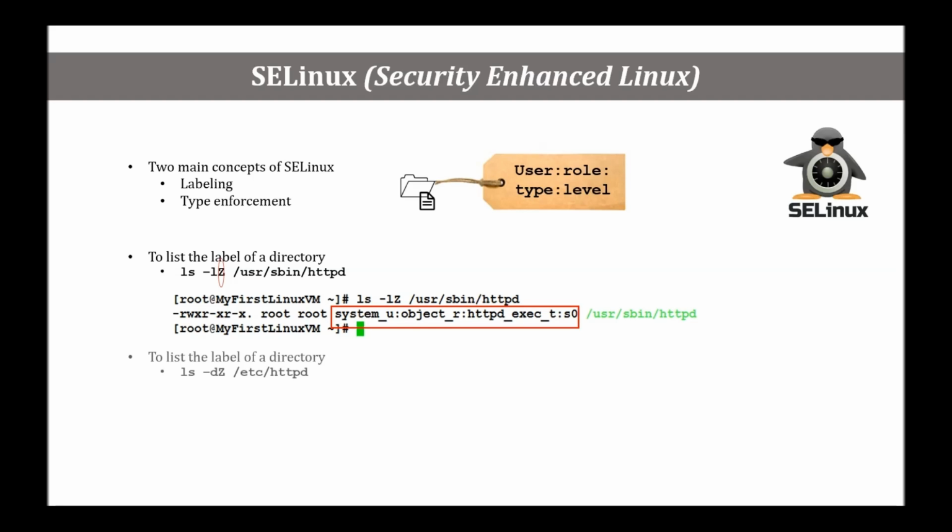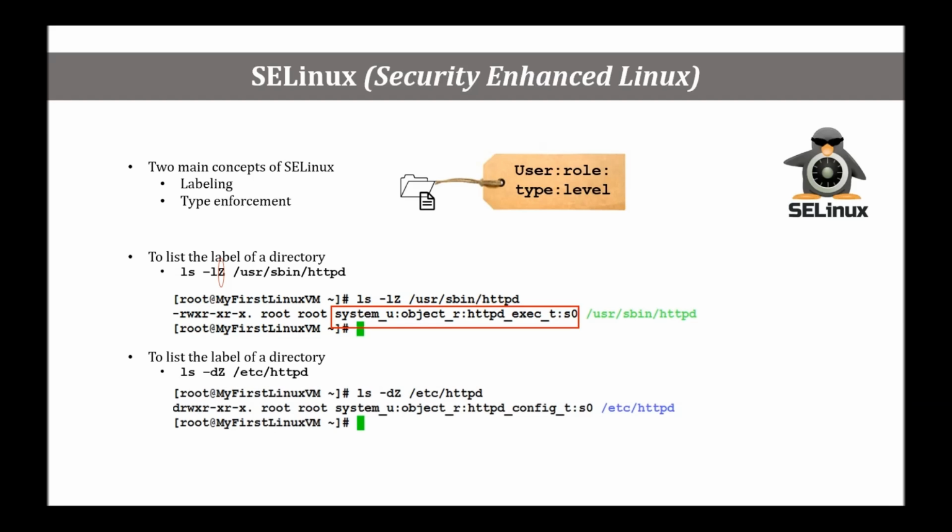Similarly, if you do want to list a directory, you would have to do ls -dZ, d for directory and Z again, /etc/httpd. This is a directory for the configuration files for httpd, and the result will come up like this. Again, same thing, user is the same, role is the same, but it has changed the type. Type again is the most important thing that you have to work with.